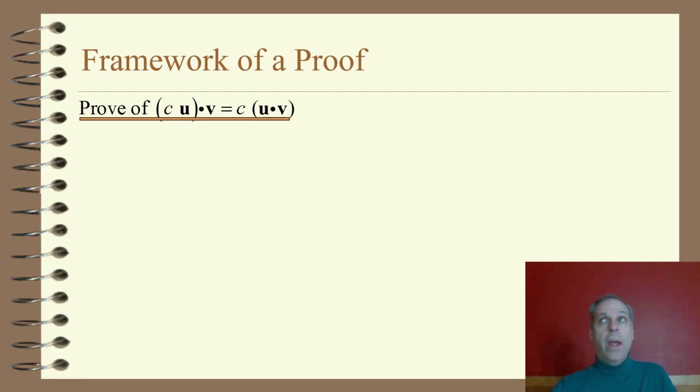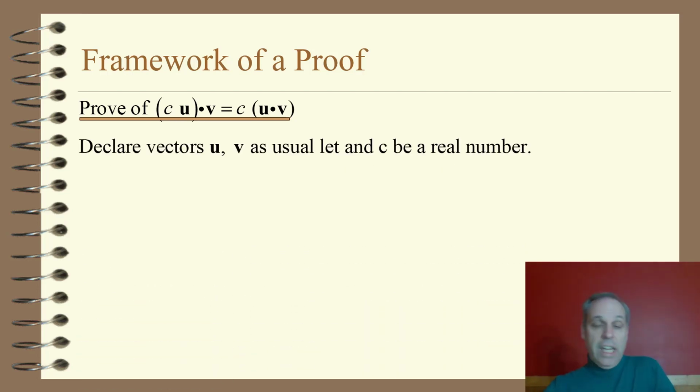So we'll start by looking at the left-hand side and we'll algebraically transform it to the right. So let's just declare two vectors u and v in the normal way. Then the vector u will have components u sub 1, u sub 2, up to u sub n. And v is the same. It'll be a vector whose components are v sub 1, v sub 2, and so on. And just let c be some scalar.